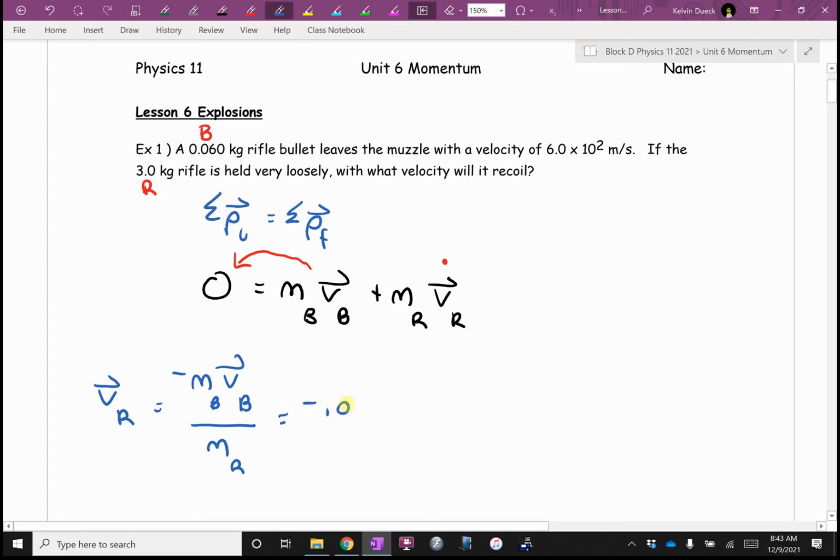Negative 600 divided by 3. I think I can do this in my head. It's going to be negative, 600 divided by 3 is 200. 1.2? 0.12. Am I totally off? I got the wrong number. What do you get? Oh, 12. I had the decimal in the wrong place. Meters per second.